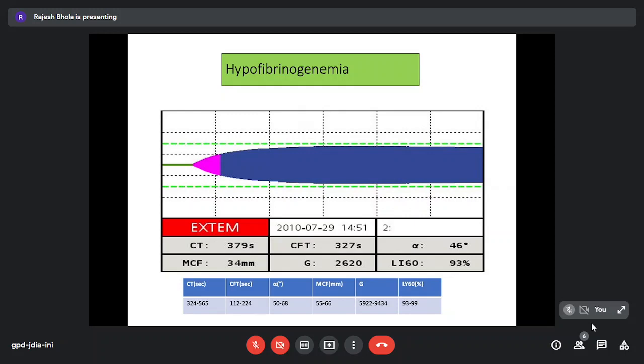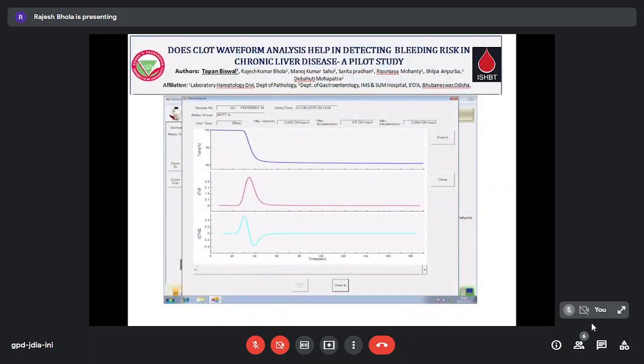Look into the platelet count, they may be normal. That indicates the fibrinogen is low. Do a fibrinogen assay, you will find hypofibrinogenemia. So is there any alternative in our routine coagulation testing or routine coagulometer where we can really indicate something like a global hemostasis platform or global hemostasis testing?